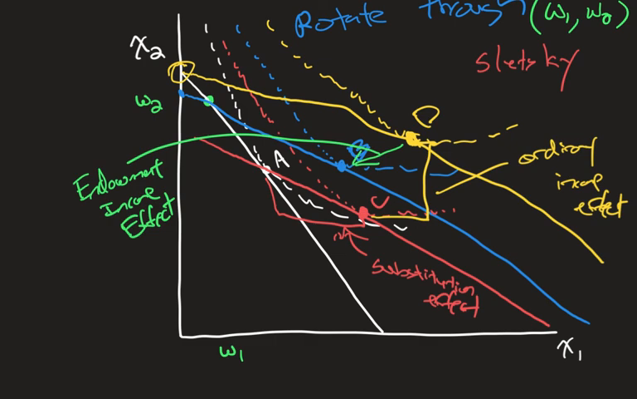Now let's say we held our real income constant to what it was initially, meaning we can buy the same amount of X2 as we initially could afford to do. There we move from C to D. That is our ordinary income effect. But because we were endowed with good one, we're poorer here. So our actual choice is B, and that movement from D to B is the endowment income effect.